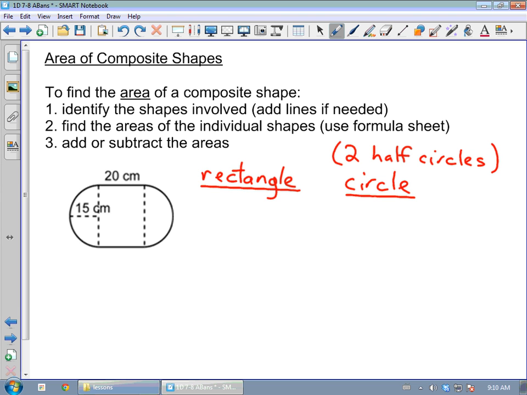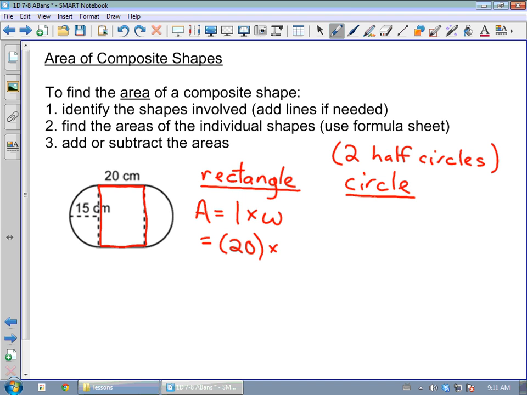Now we want to find the areas of the individual shapes. Let's start with our formulas here. If we want to find the area of a rectangle, we know the formula is length times width. So when we look at our diagram, we need to figure out what is the length and what is the width of this rectangle that we have here in the middle of our shape. We've got 20 centimeters up at the top here. We'll say that that's the length, so we'll sub that in. What is the width of this rectangle? That's a little bit trickier.